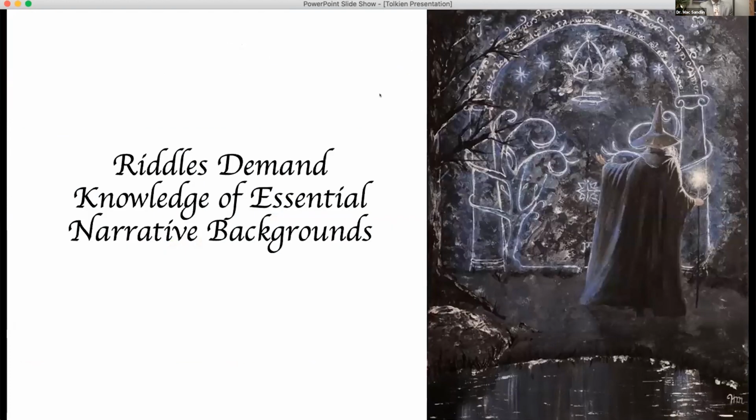All right, next point. Riddles demand a knowledge of essential narrative backgrounds. That is, you can hear riddles all day long, but if you don't know the essential narrative backgrounds, you won't get them. So think about if we go back to our duck rabbit picture. You can look at it, and if you saw the rabbit but you couldn't see the duck, your friend might go, oh, look over here, this bit's the bill. And you'd say, oh, okay, now I see it.